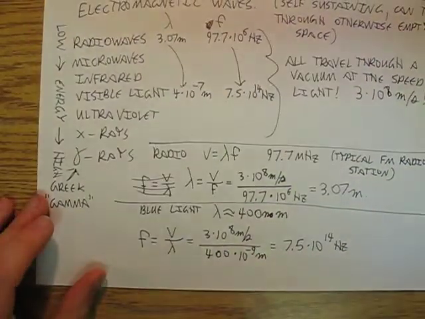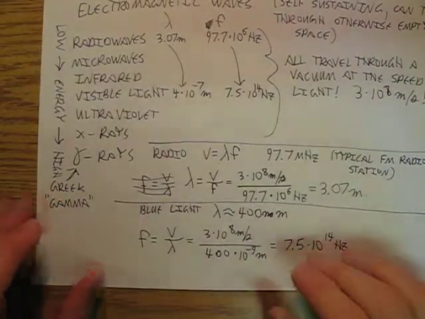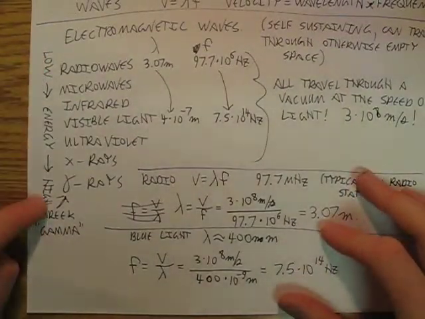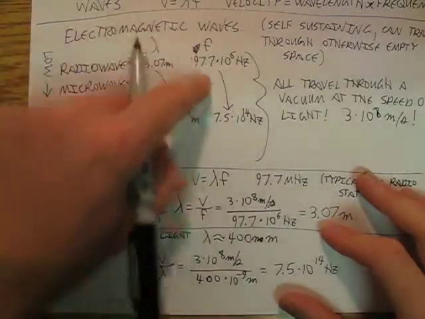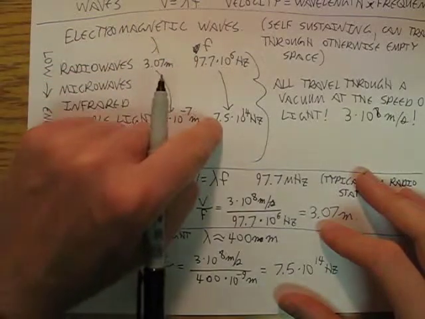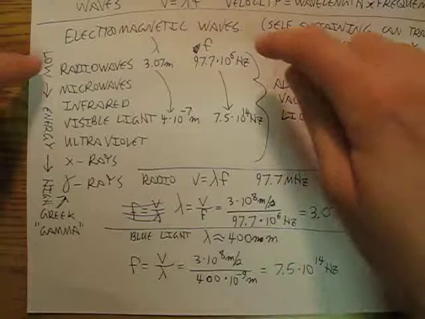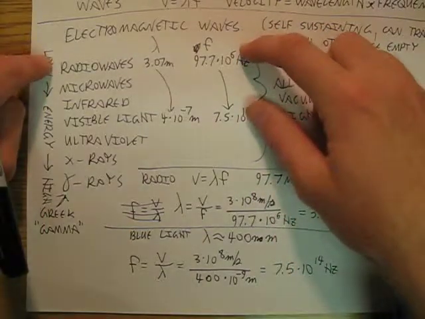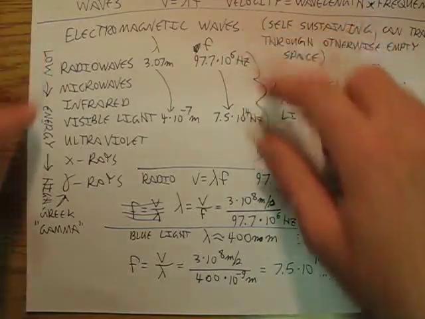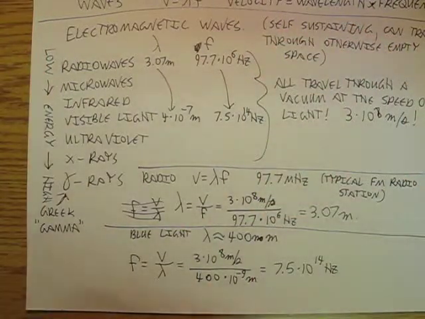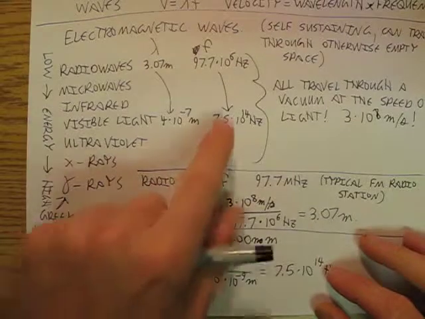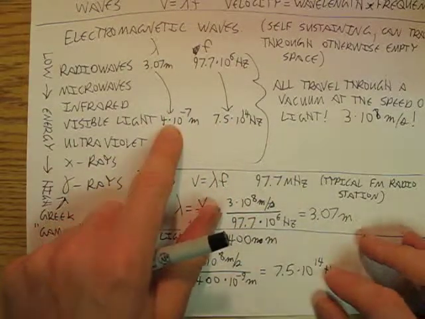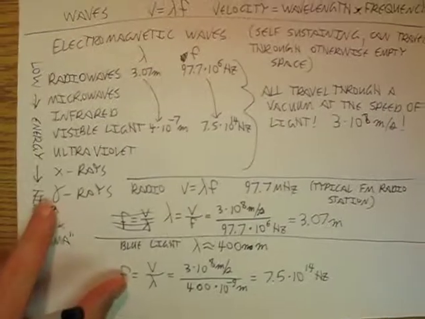Okay, so what we see is that as we go from low energy to high energy, we go from low frequency to high frequency. So frequency and energy go together. So low frequency to high frequency means low energy to high energy, and then correspondingly, as the frequency gets more and more, the wavelength gets shorter and shorter. That's that for that lecture.